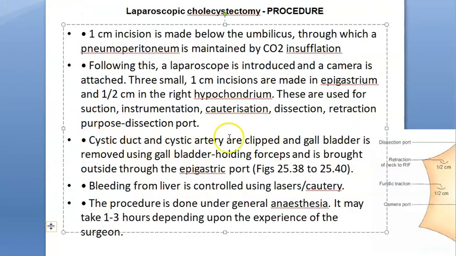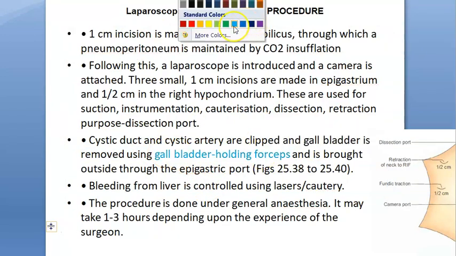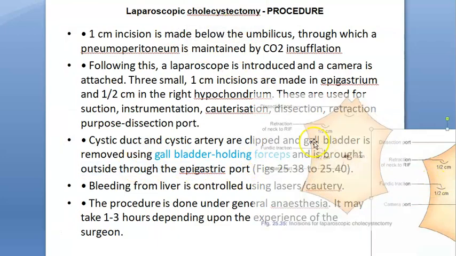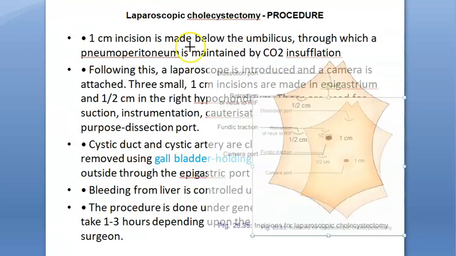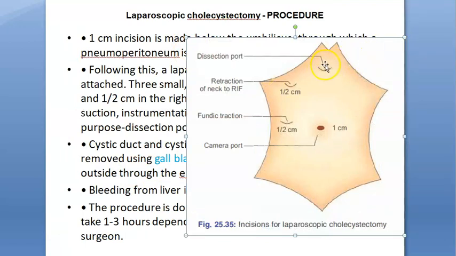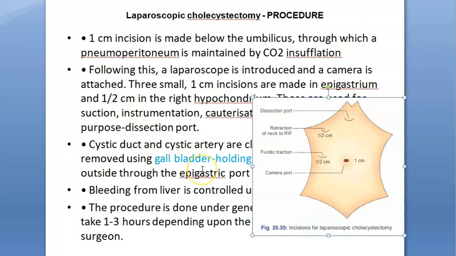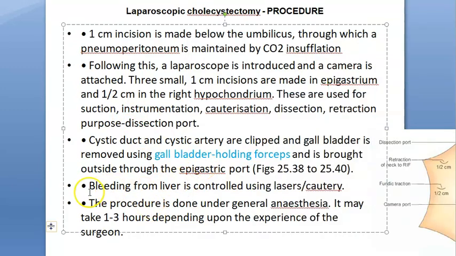So then the gallbladder is removed using gallbladder holding forceps. Just so easy, the forceps name itself is gallbladder holding forceps. And it is brought outside through the epigastric port. So where is the gallbladder going to come out? From this epigastric port. They're telling us from where it comes out. Then, if there's bleeding from the liver, it's controlled using laser cautery.